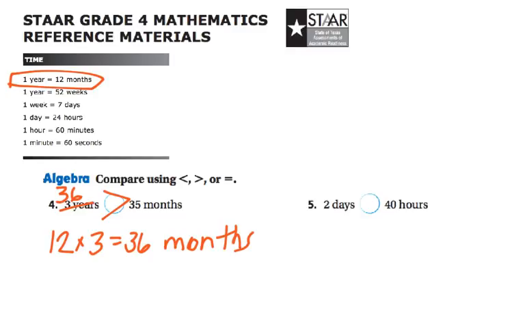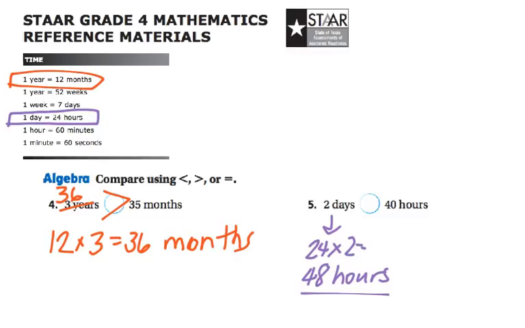Okay, for the next one, we're comparing days and hours. So we go back and look at the connection. 1 day equals 24 hours. But now I have double that. I have 2 days. So this is the same thing as 24 hours times 2, which would equal 48 hours. Now I'm comparing 48 hours to 40 hours. Which one seems largest? Well, hopefully we realize 48 hours would be the largest.